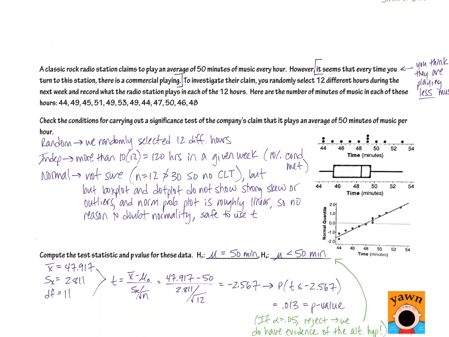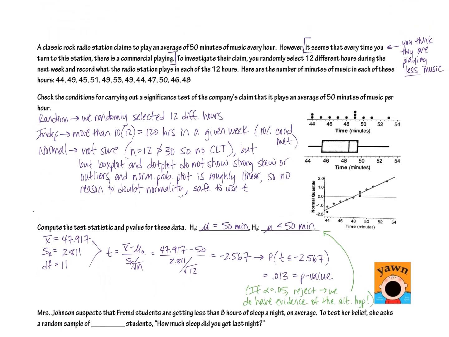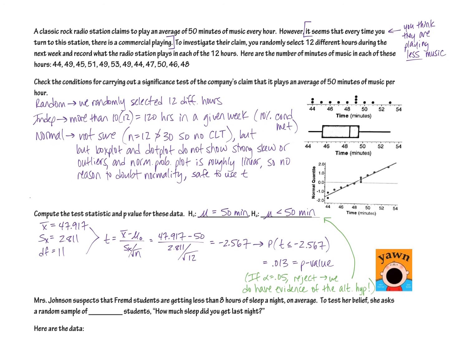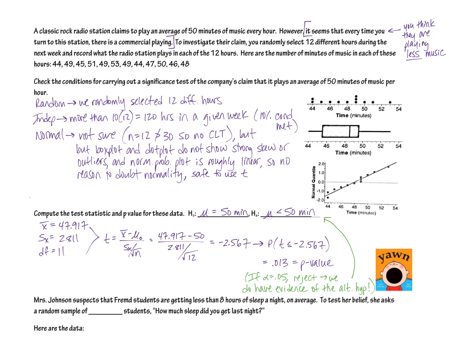Moving on. Flip the page. Again, I do have a bunch of this stuff already written out just so that it's easier for you guys to see. But just copy stuff down kind of as I go through this. This isn't a full write-up. We're not defining stuff. We're not writing a conclusion. We're just checking conditions and calculating the test statistic and the p-value. So basically the important stuff of the write-up, missing a few steps. In this case, we've got a classic rock radio station claiming, here's our H0, to play an average of 50 minutes of music every hour.